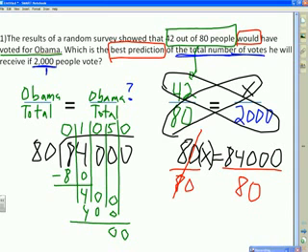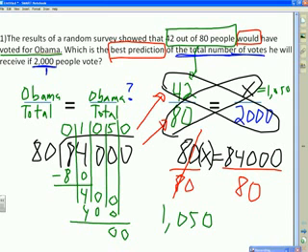So I can expect that 1,050 people will vote for Obama. So this x right here is 1,050 people. Now ask yourself, does this make sense? Let's look at 40 and 80. Is 40 about half of 80? It's a little more than half, right? Well, now look at the other side. Is 1,050 about half of 2,000? Yes, they're proportional.